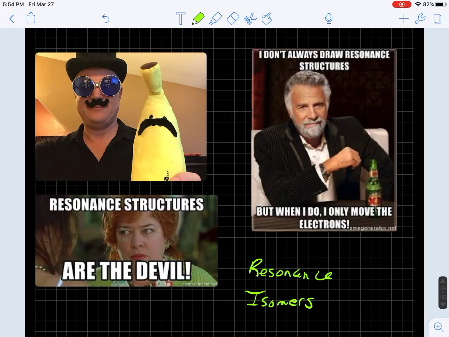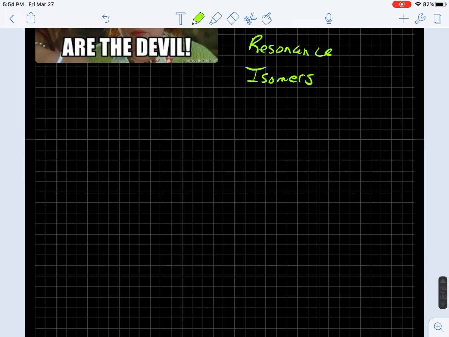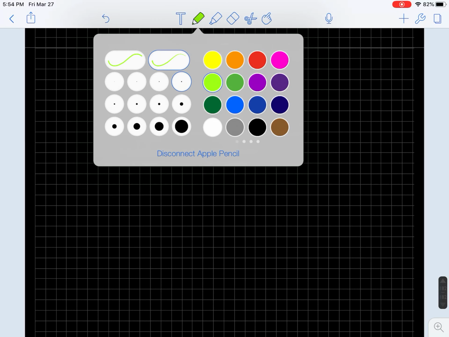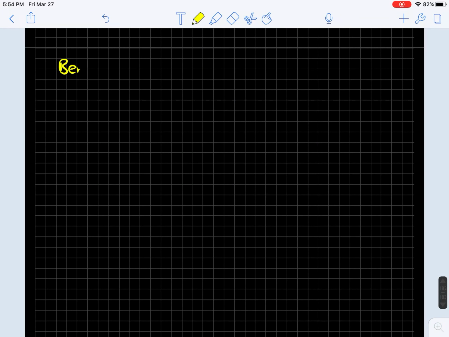Now, quick definition: resonance is when you need more than one Lewis structure to show what's going on in a molecule. An isomer is when two or more molecules have the same exact formula, but actually two different Lewis structures. So they're kind of related. All right, so resonance. Your book mentions the compound benzene.